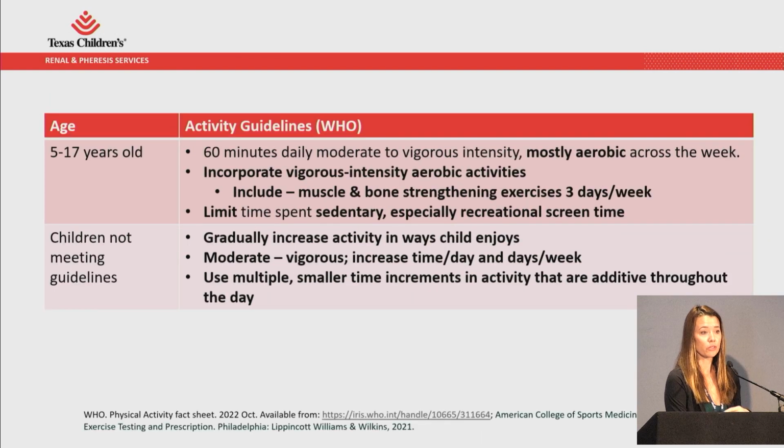Now, the guidelines that we'll be focused on are for 5 to 17 years of age, where it's recommended that children achieve 60 minutes daily of moderate to vigorous physical activity, mostly aerobic, and start to incorporate vigorous activity in their aerobic activities as well. This activity also includes muscle and bone strengthening exercises, which can end up being moderate to vigorous at some point. And then again, the limit on sedentary time and recreational screen time.